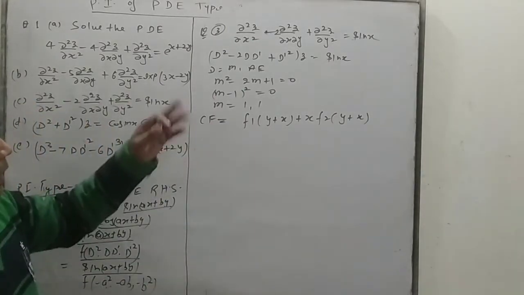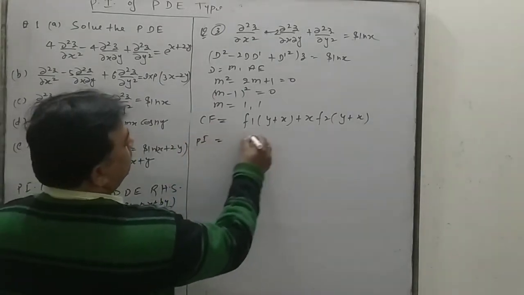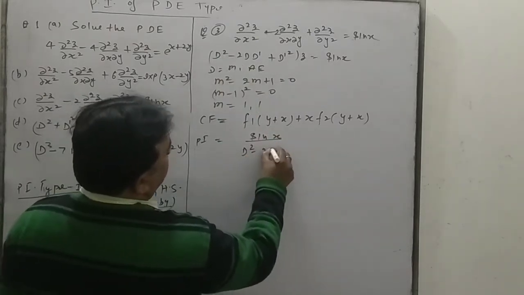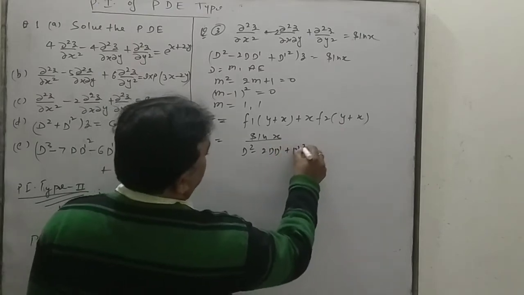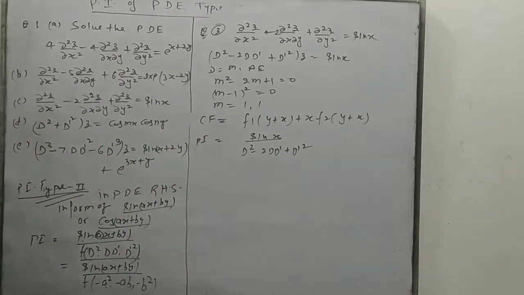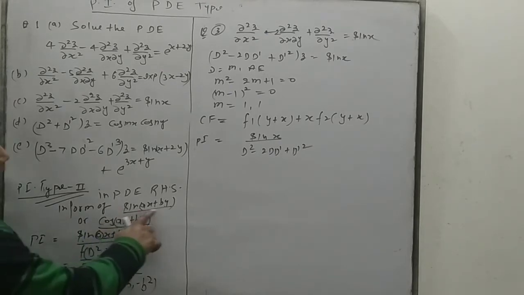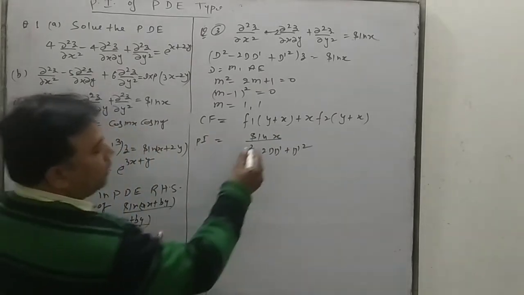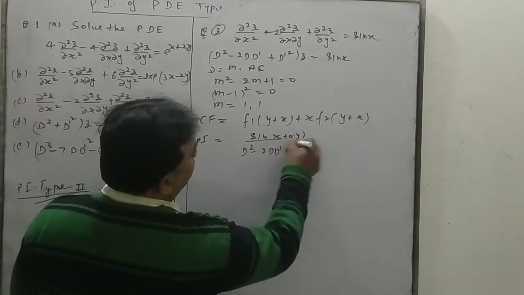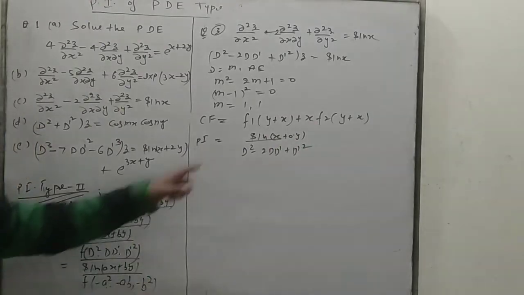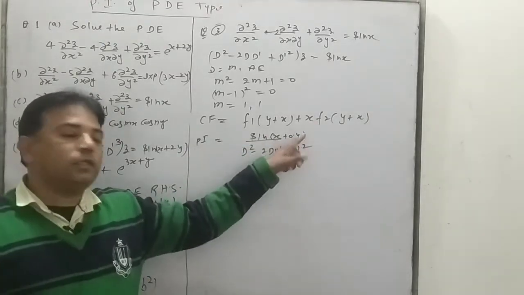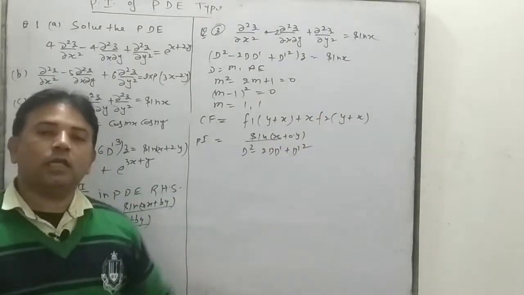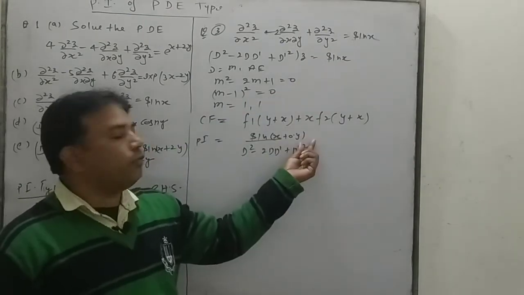After that we find the PI: sin x over the operator D² − 2DD' + D'². You are seeing the process of sin(ax + by). Here you see only the value of x. We write x + 0·y, and multiplying by y gives 0, so it is just x. Write it in this form.